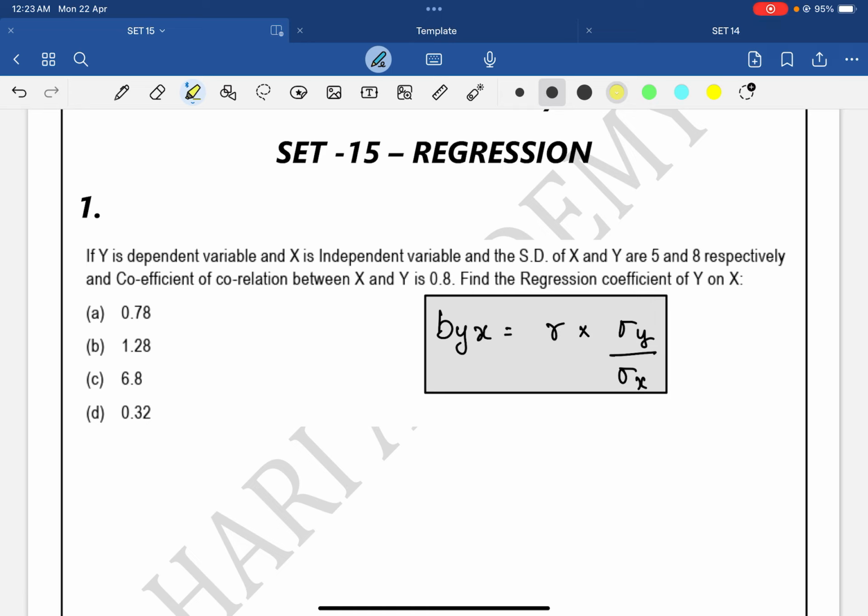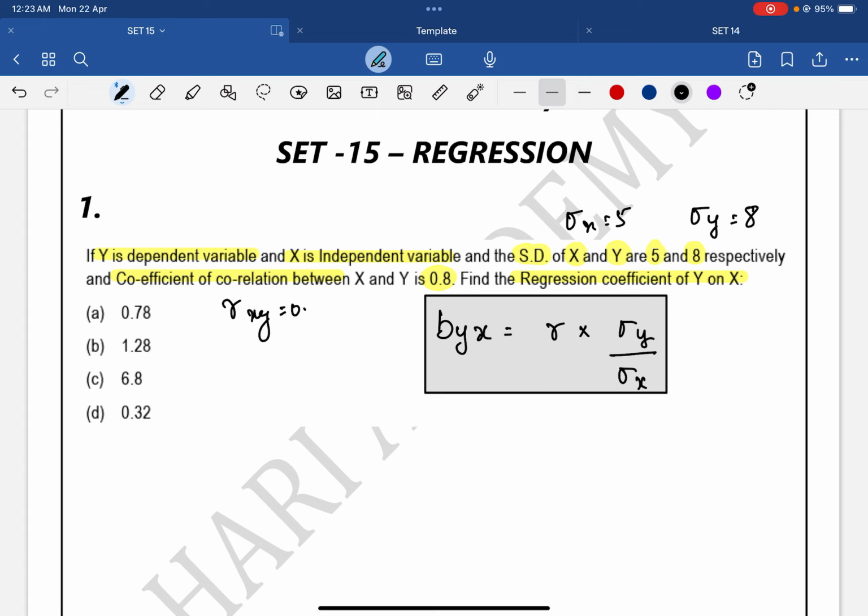Our first question is, if x is the dependent variable and y is the independent variable, the standard deviation of x and the standard deviation of y are given: x is 5 and y is 8 respectively. The coefficient of correlation is also given, 0.8. They are asking what is y on x.